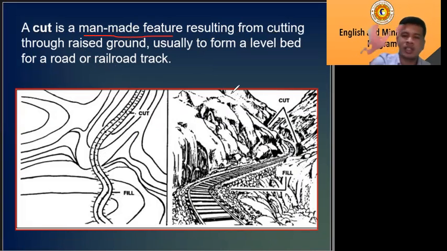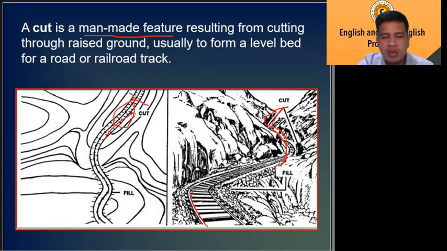So let's say it's a part of the mountain. They're going to cut through the mountain to make a railroad or just a road or a highway. For example, in here, they cut through this part of the mountain. So this one here is a cut. And this one is a fill because they put some soil here. They dump some land here. So this part is a fill.